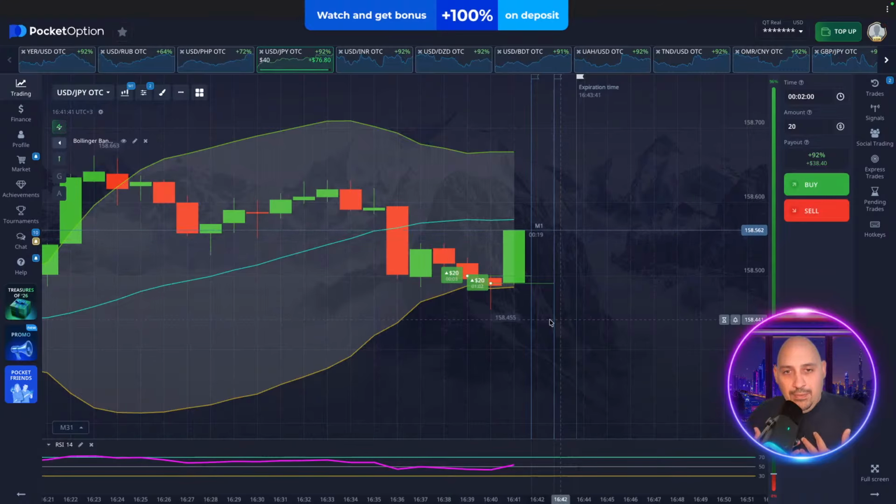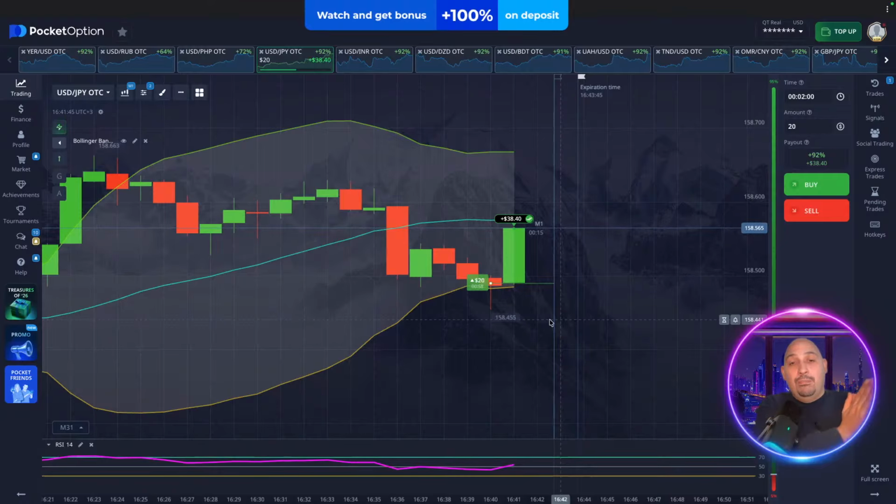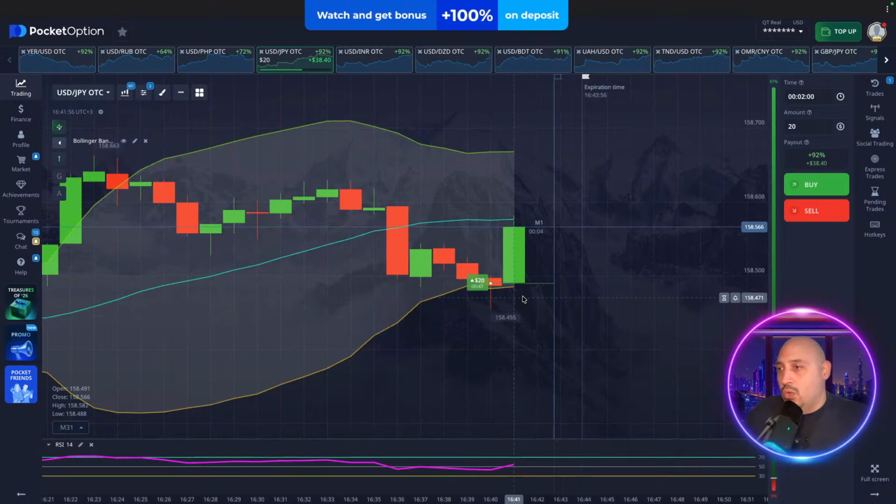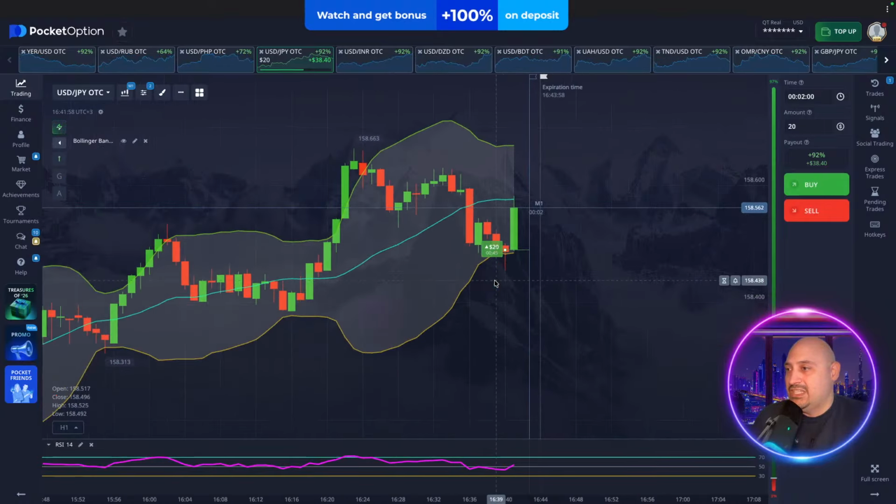What works for me may not work for you, may not work for somebody else, but may work for somebody else. That is why it's very important to experiment with it. And that is why we also have the practice account to take advantage of it. Guys, 2 trades in a row seems like they're going exactly as I'm expecting them to go.